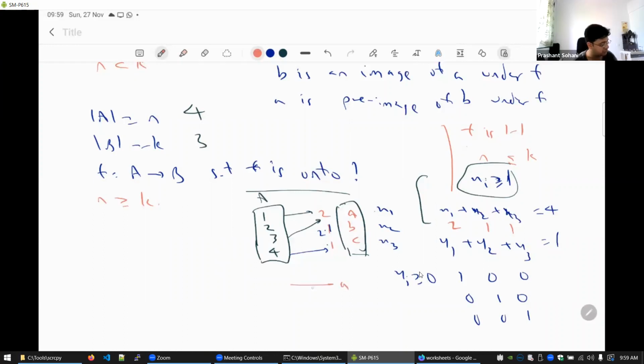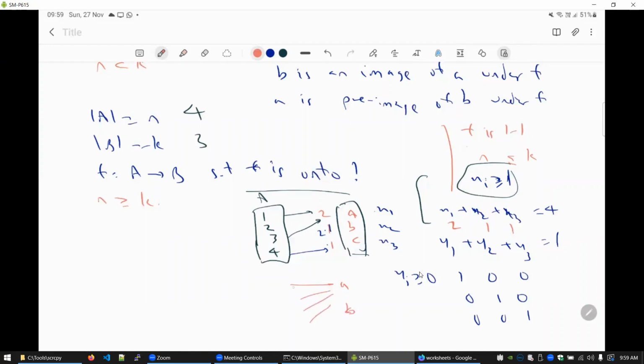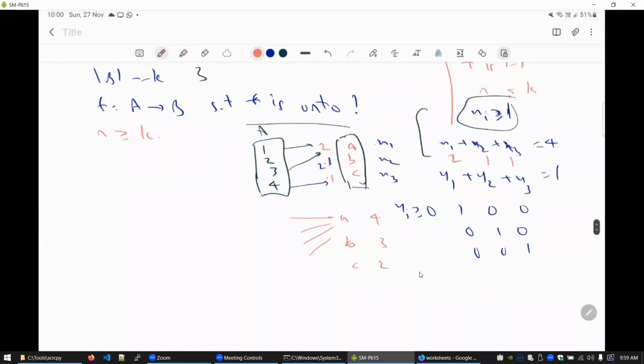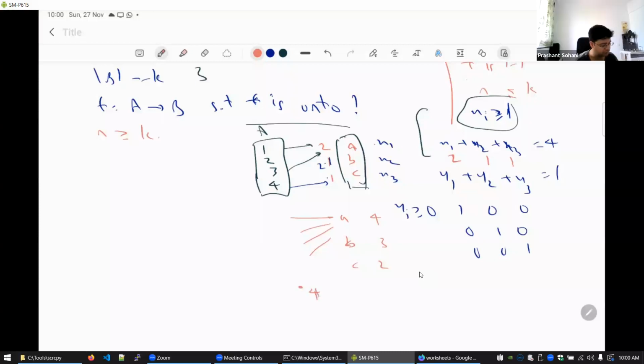Then mapping B to any of the remaining 3, that's 3 ways. And mapping C to the remaining 2, that's 2 ways. So 4 times 3 times 2. And then we have one element in A left. Say the number 4 is left. And we have to map it to A, B, or C. So that is 3 ways.